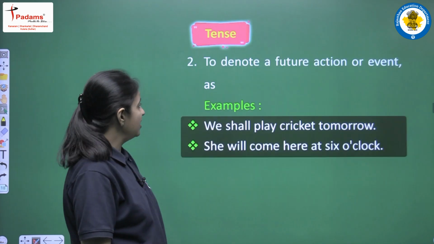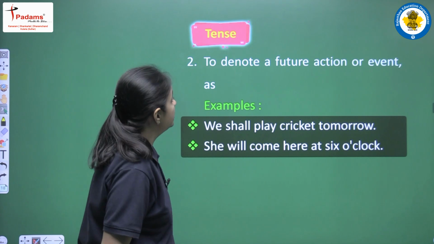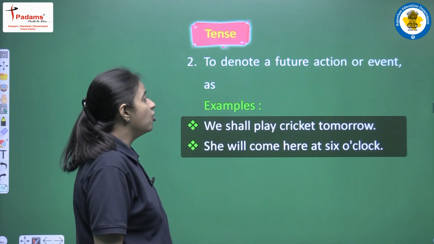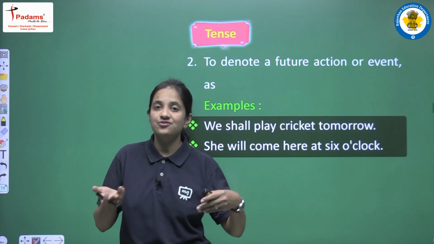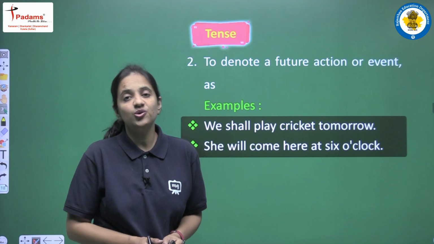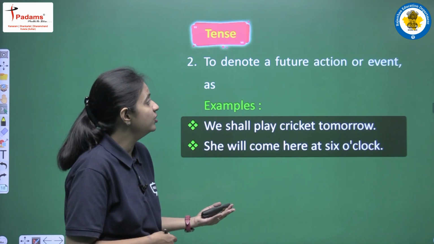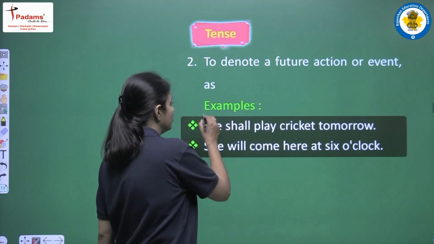Next, moving on, we have the second use of this tense. So let's read. To denote a future action or event. This is a very simple use of future simple tense. It is used to express, to show, to denote some event or action that is related with future time. So let's see some of the examples.